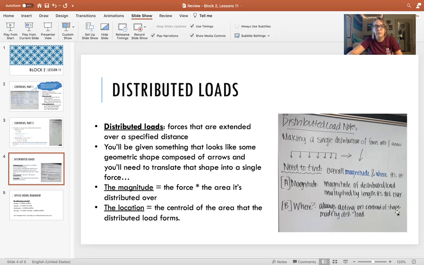So just remember that the magnitude is force times the area, and the location that it's on is at the centroid of the shape that forms the distributed load. And then once you convert it into one force, it'll be essentially an equilibrium problem. You'll be asked to either find an unknown force or find the support reactions or something like that. So for the most part, the only thing different is translating this into a single force.